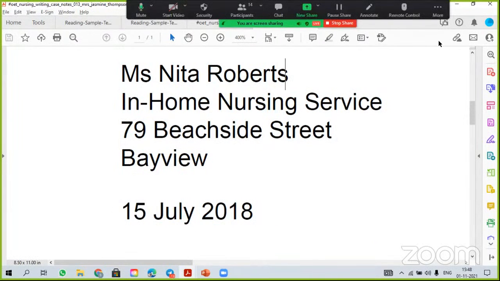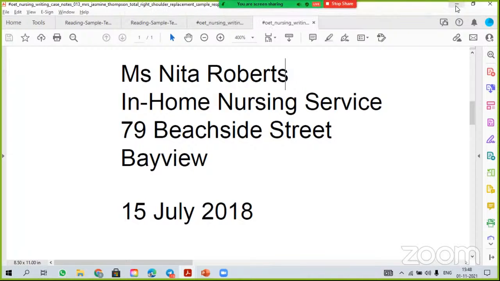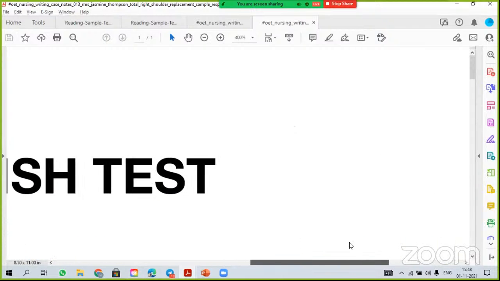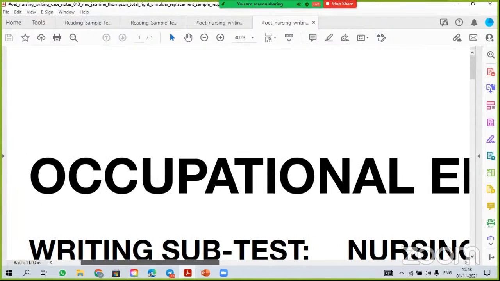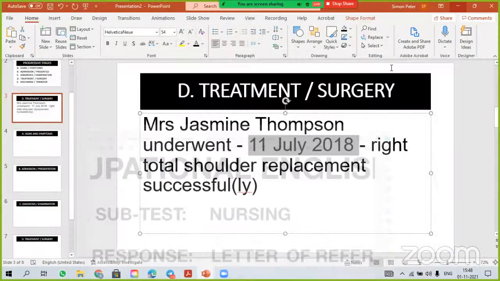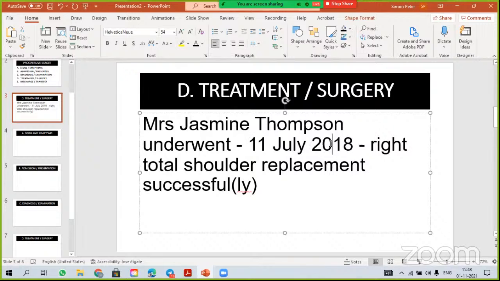Many people teach, okay, it's okay, they say. But don't. This is an official sample letter. I'm giving you from the official letter, the Occupational English Test official sample letter. So, letter of referral. So write in the same way. So Mrs. Jasmine Thompson underwent. So replacement. Replacement is singular. So you have to say a.